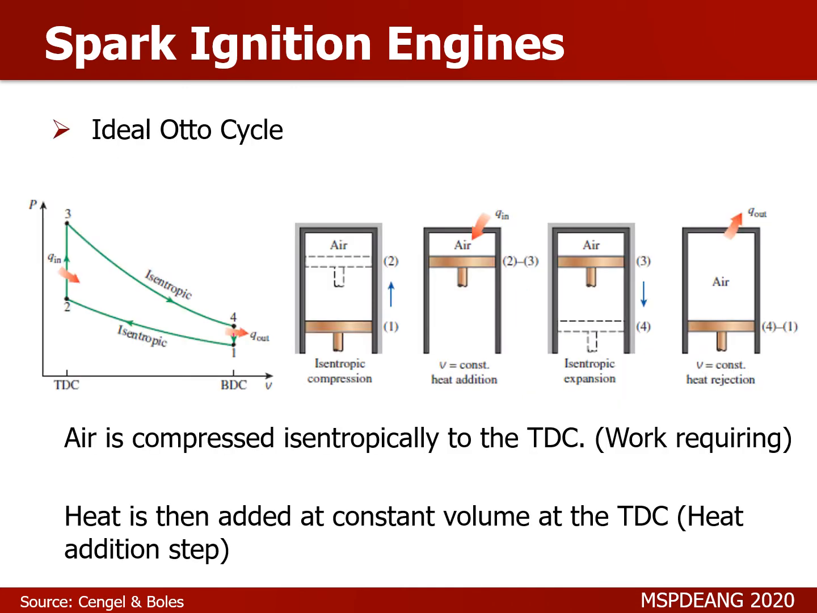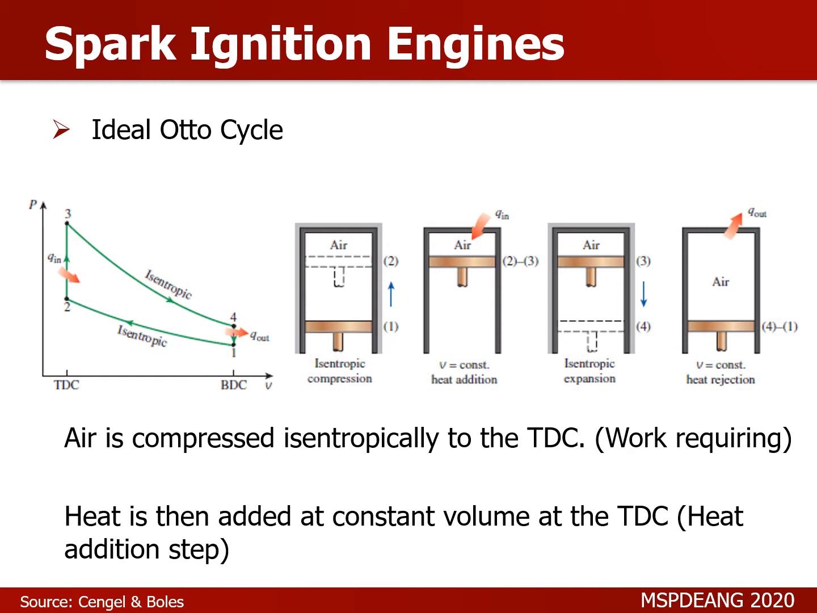Okay, so now for your ideal four-stroke spark ignition engine, we can model this as your ideal Otto cycle. And your ideal Otto cycle now operates similarly, but instead we don't have the intake or the exhaust stroke, since we assume that we only have a single working fluid to approximate the overall process. So from here, we start off with an isentropic compression to the TDC.